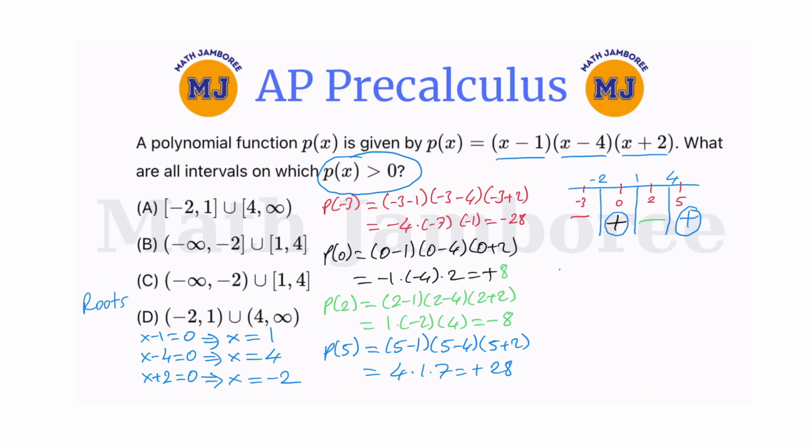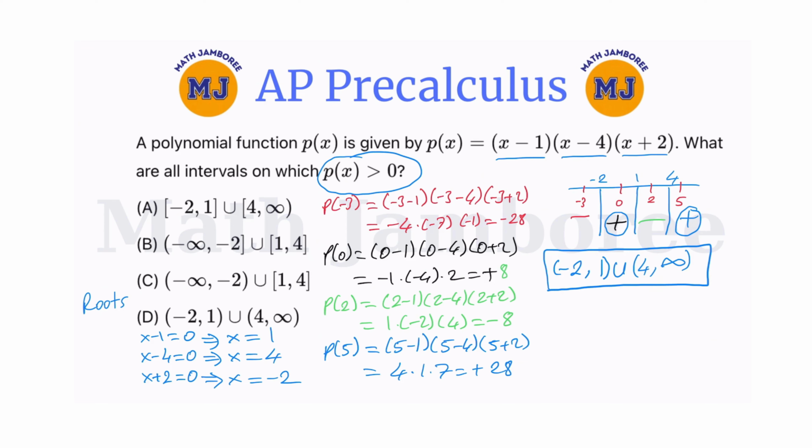So between negative 2 and 1 first, do I include negative 2 and 1? These are the roots, which means that these values make the polynomial 0. We will not include them because it's not greater than or equal to. We will just use parentheses. Union 4. Are we going to include 4? No, because it's greater than only. And positive infinity. This will be our final answer.